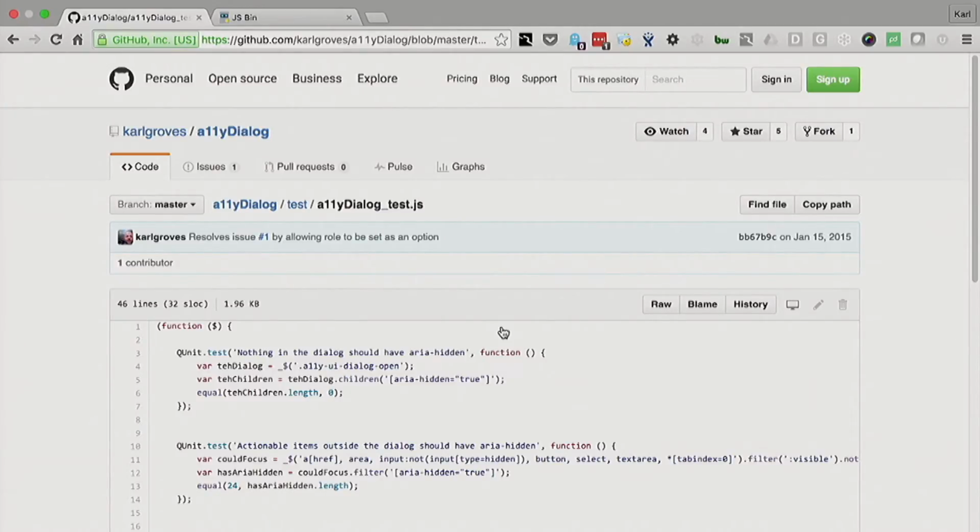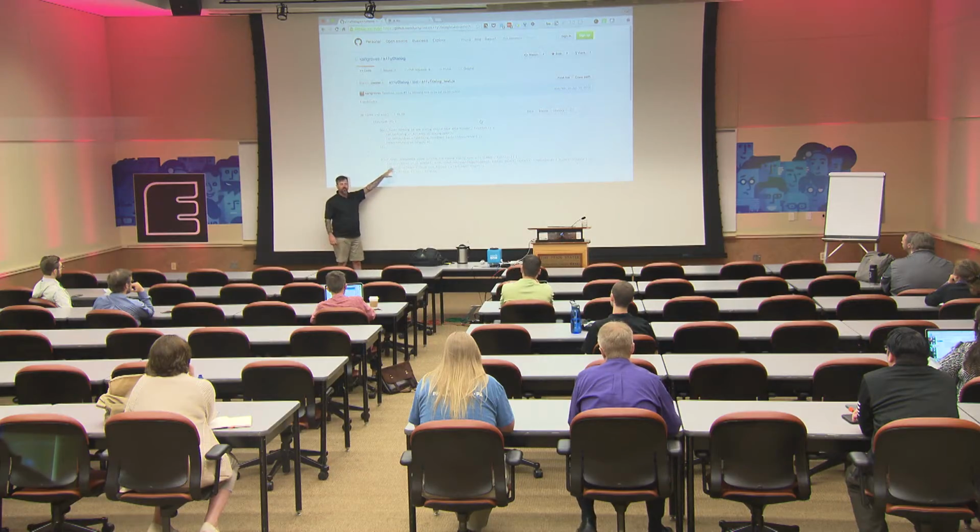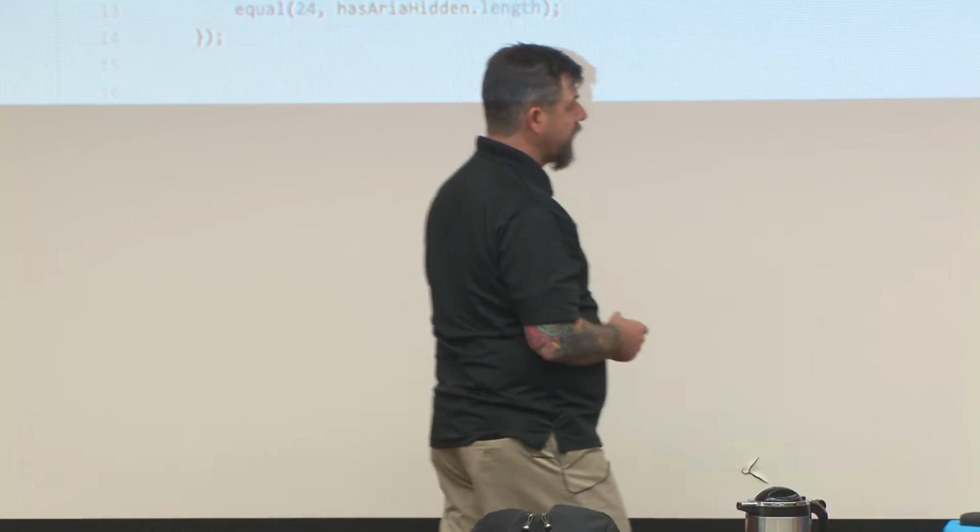Nothing in the dialog should have ARIA hidden. Actionable elements outside the dialog should have ARIA hidden. And so these are accessibility-specific unit tests for this feature. And so these are really important to include in our regular unit tests. Okay, again, keep in mind these are our regular unit tests, not extra special stuff that we have to do for accessibility only. We just need to keep that stuff in mind. So that would be like things like focus management, right?